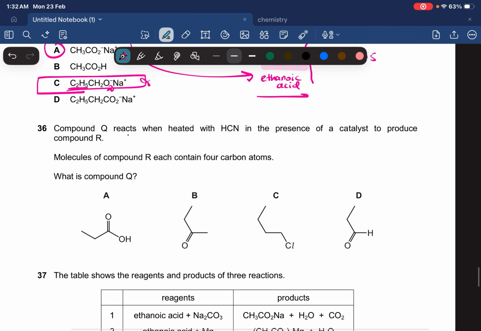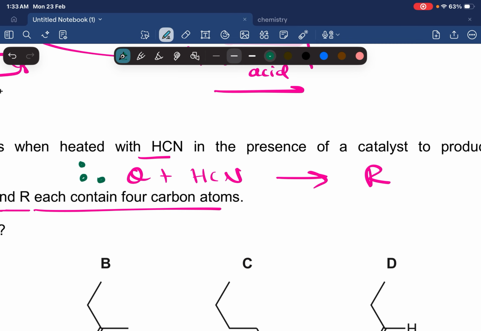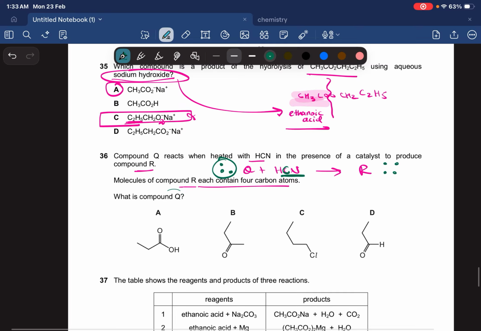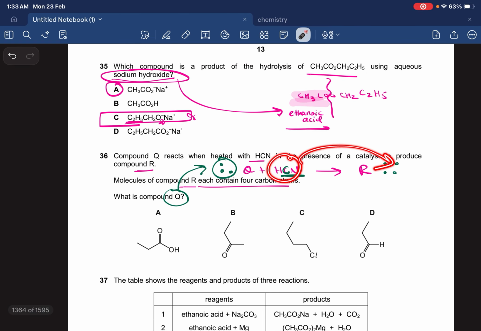Compound Q reacts when heated with HCN in the presence of catalyst to produce compound R. Molecules of compound R each contain 4 carbon atoms. So initially we know that Q is going to contain 3 carbon atoms, and then it's going to react with HCN. A carbon is going to be added, and then compound R is going to contain 4 carbon atoms. Okay, what is compound Q? Compound Q should contain 3, then HCN is added to it, then it contains 4.